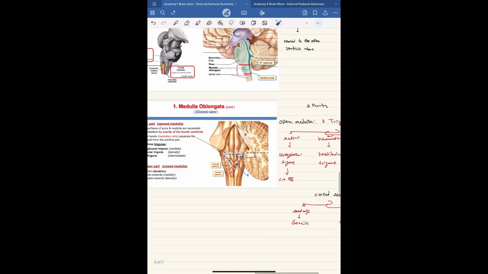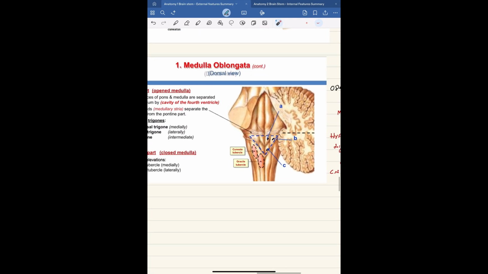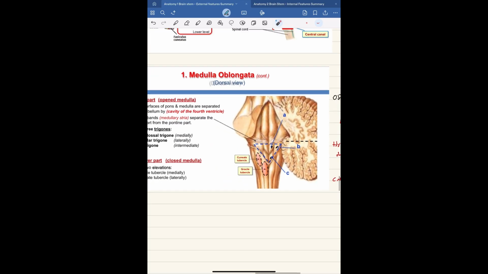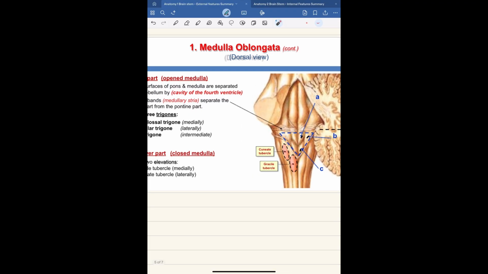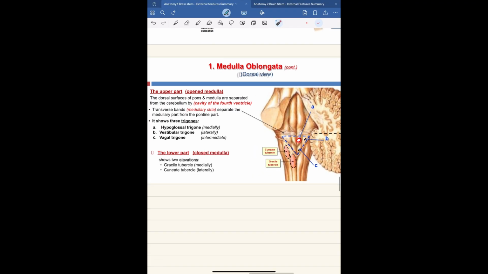If we go further into the dorsal aspect, we flip it and we see a trigone, a triangle, a flipped one. We see 3 trigones, starting with the first one here, which is the hypoglossal trigone. When you go downwards, which is the intermediate one here, you see the vagal trigone, and the most lateral trigone, which is the vestibular trigone. You can remember it by this area. Remember, this area was what? The vestibular area. So this is the vestibular trigone.